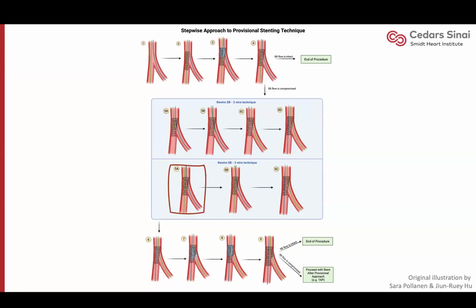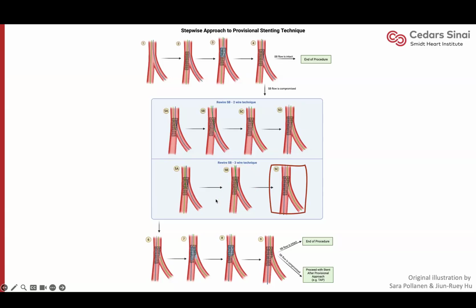There's also a 3-wire technique for rewiring the side branch. While the main branch wire remains in place, bring a third wire into the main vessel stent at the level of the side branch with the curved tip of the wire pointing in the direction of the side branch. Enter the side branch through stent struts.